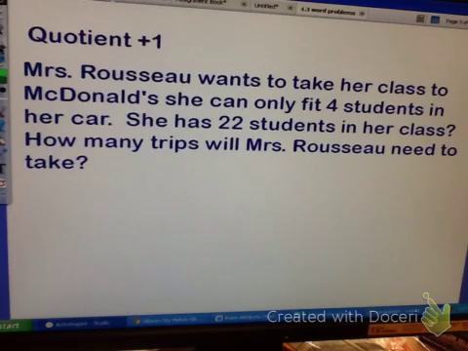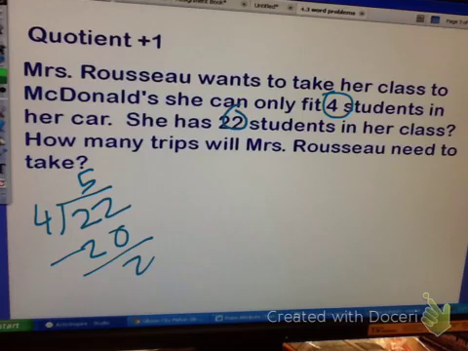The next one is quotient plus 1. Mrs. Russo wants to take your class to McDonald's. She can only fit 4 students in her car. She has 22 students in her class. How many trips will Mrs. Russo need? Well, immediately they're whizzing through this division because we're going all the way back to 4.3 now. And they say 5 remainder 2.